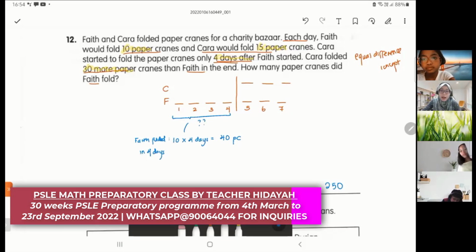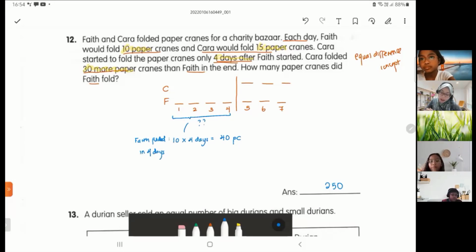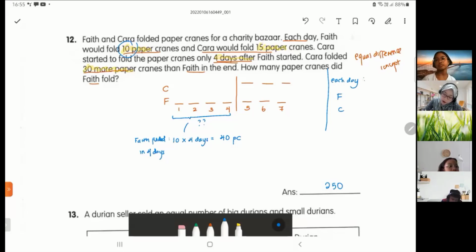All right. So now let's look at the next one. I know that there is a difference between Faith and Kara's paper cranes each day. This is the each day comparison. Faith folds 10, Kara folds more, 15. And there is a difference. This is 10, this is 15. Can you find that difference? Yeah, you can find a difference, right?